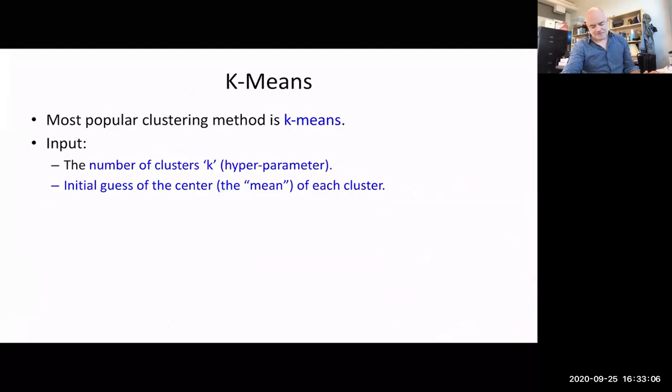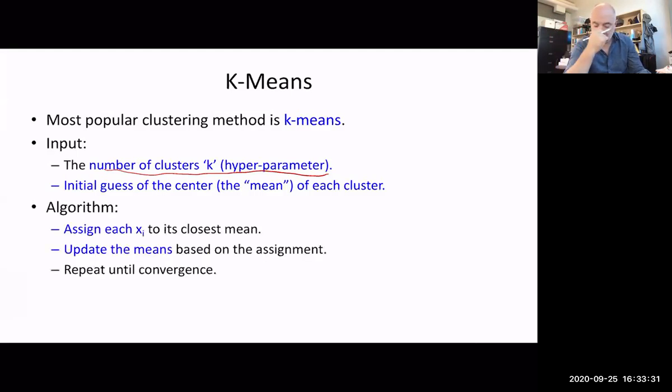The hyperparameters, in some sense, are the number of clusters k, and an initial guess about where the mean of each cluster is. Basically, the way you get a guess for something like that is you just pick k of the data points at random. You say those are the cluster centers, and you start from there. So the algorithm couldn't be easier, right?